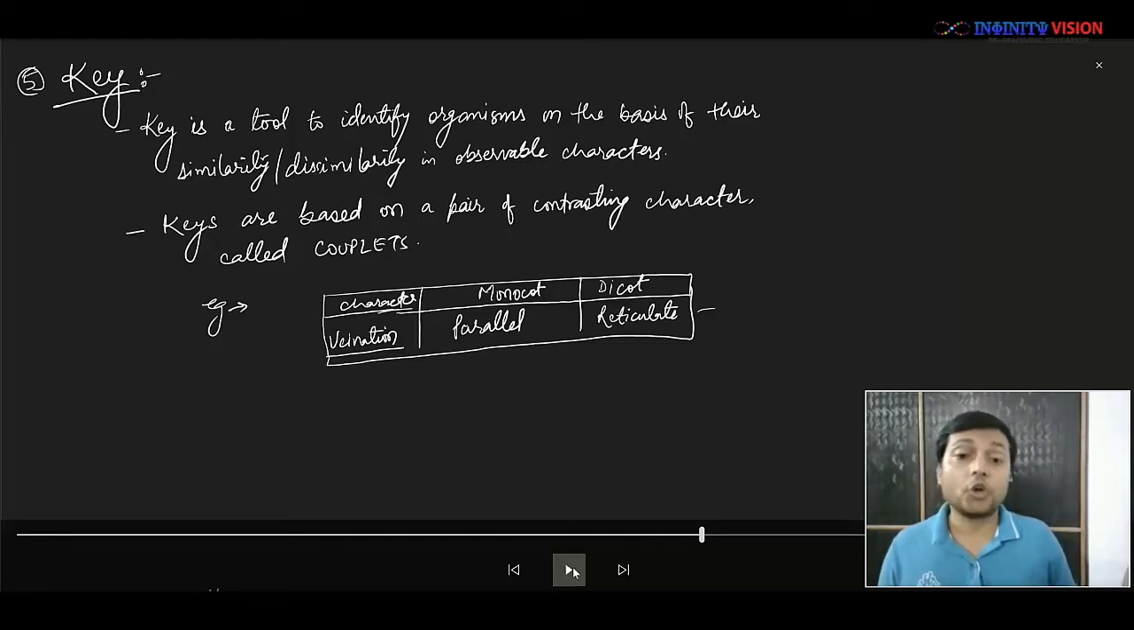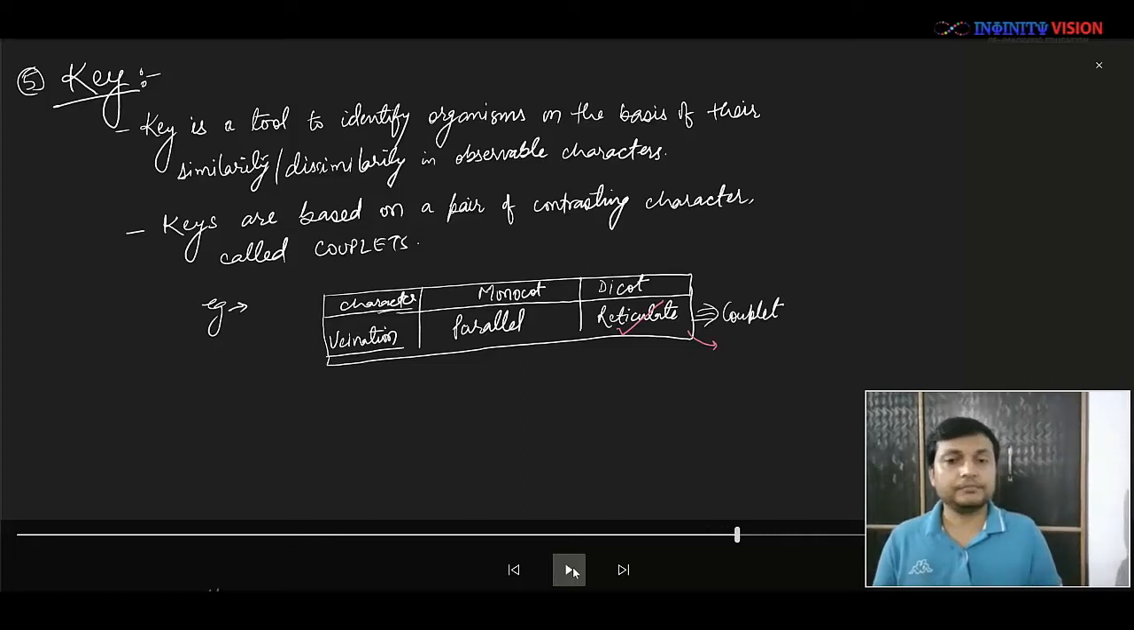Okay. Now, commonly, parallel venation is found in monocots, whereas reticulate venation is found in dicots. Right. Now, see, there is only one character and it has two contrasting features, parallel or reticulate. The character is venation and there are two contrasting features to it, either parallel or reticulate. So this one pair of contrasting characters or features is called a couplet. This is called a couplet.